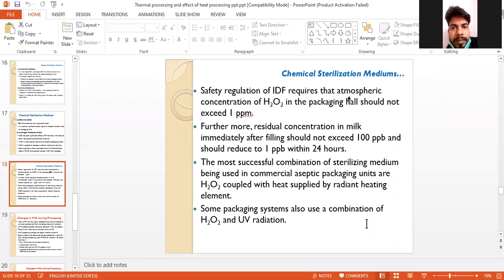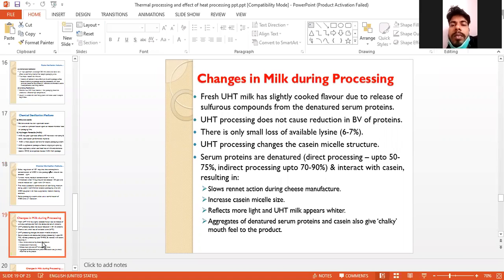Now, what are the chemical changes which take place during UST processing? We have not discussed that. You have already studied the pasteurization process and the sterilization process. In sterilization and also pasteurization, we have learned that most of the nutrients are lost. But in UST processing, we can see that there is only a little destruction of the nutrients.